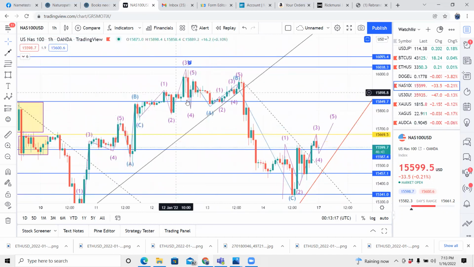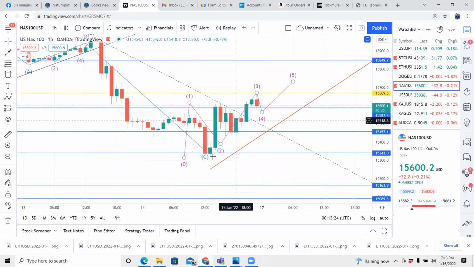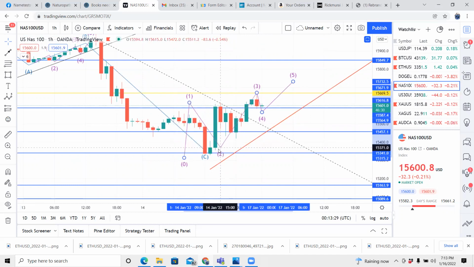Now we have our 1, 2, 3, 4, 5, and then we have a pattern of A, B, C correction here. And then we start our what? We start our ones again, okay? We have our 1, we have our 2. Okay, let's move that down a little bit over here. We have our 3, 4, 5. See how we have that?